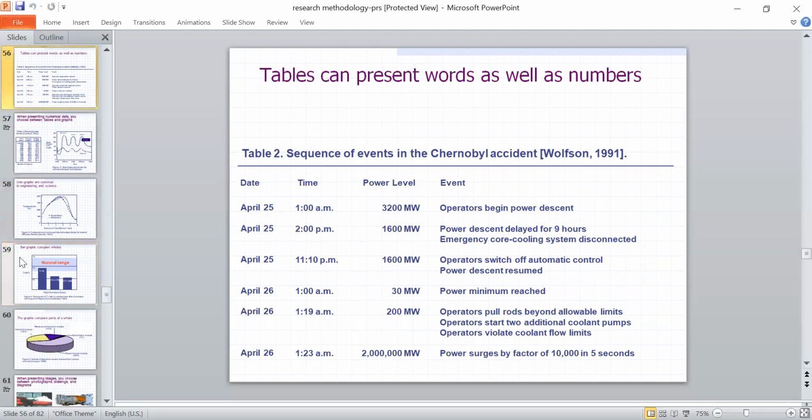Tables can present words as well as numbers. So you can go for tables, or you can use only one. If you want, use graphs; if you want, use tables. But there should not be repetition, because reviewers will see it. Same content should not repeat. You can use graphs and also tables, but clarity is very important.